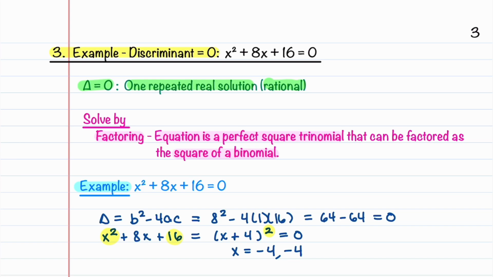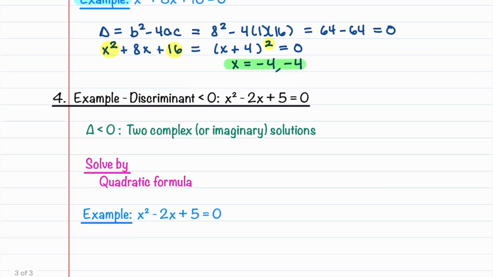Let's go ahead and highlight this. And just to recap, our discriminant was equal to 0, and we ended up with 2 repeated real solutions that were rational.